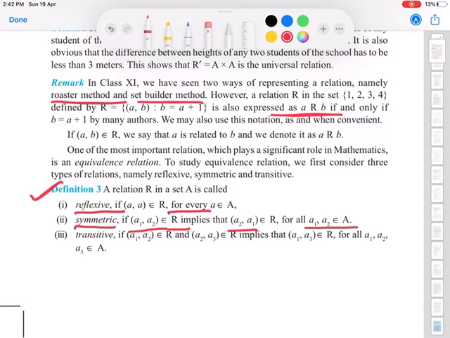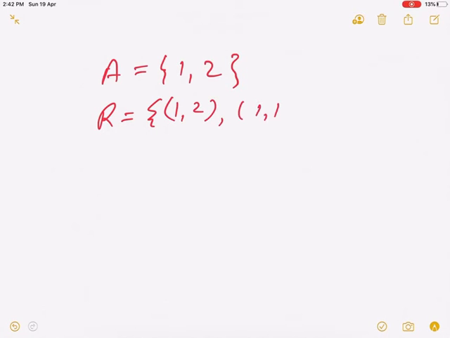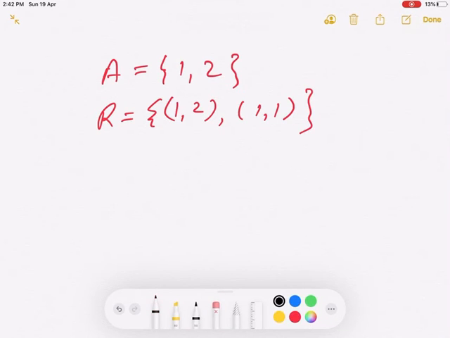So let us just see another example of this here. Let us say that A is {1, 2}. Now if R is a relation such that it contains 1 comma 2, it contains 1 comma 1, and it does not contain any other ordered pair, then this relation is not a symmetric relation. Why? Because if we invert 1 comma 1, we will get 1 comma 1 only, it is belonging here. But if we invert 1 comma 2, we are getting 2 comma 1, which is not belonging to this relation. Therefore this relation is not a symmetric relation.